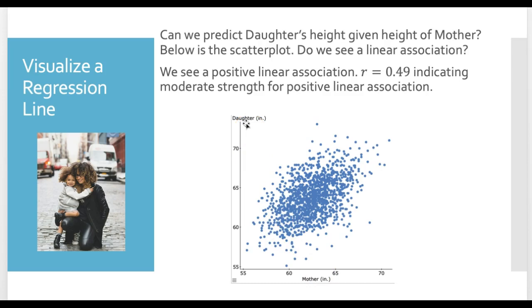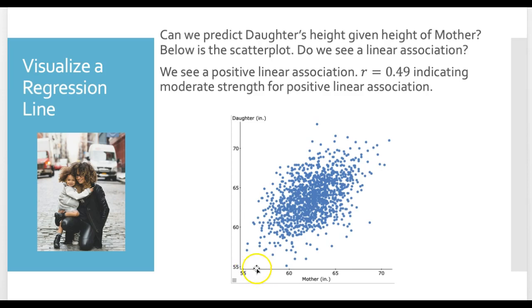Okay, so the thing is, if you look at this plot here, we have a scatter plot of all of these. For each mother-daughter pair, we record their heights. And of course, we ask, do we see a linear association here? Okay, so take a look at this. Do you see a linear association?